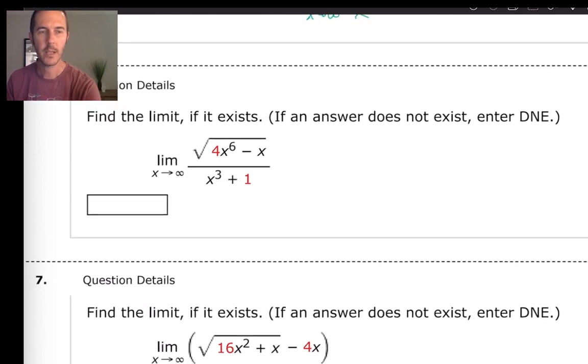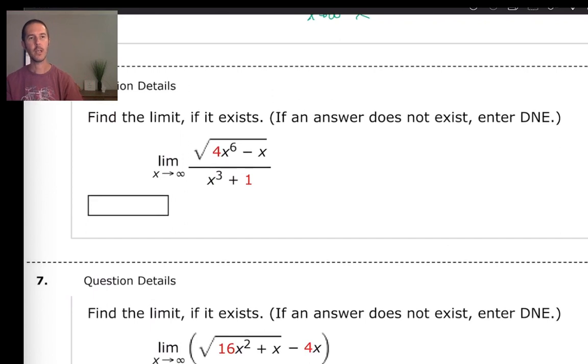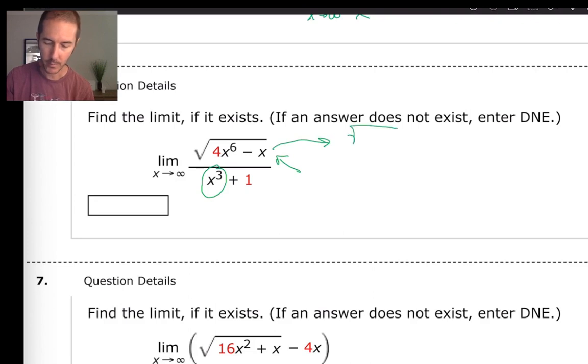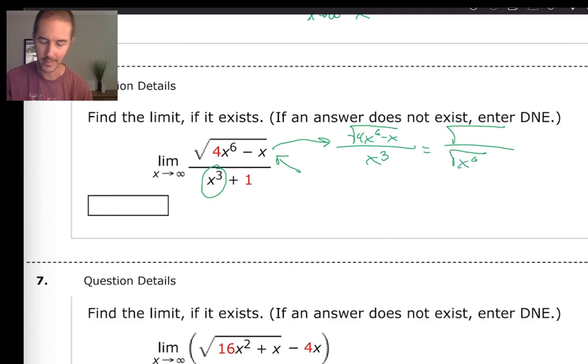Here we have to find the limit, if it exists, and here, same approach. You're going to divide the numerator and denominator by that variable to the largest power, except in this problem you're going to have to incorporate it into this square root. So your numerator will be, the first step of it, we'll say 4x to the 6 minus x divided by x to the third. That's the same thing as that square root divided by the square root of x to the 6.